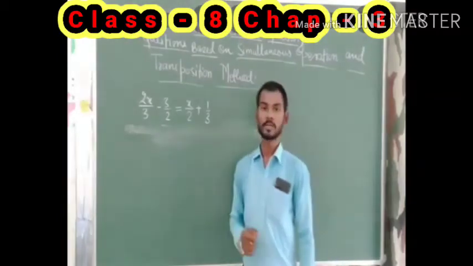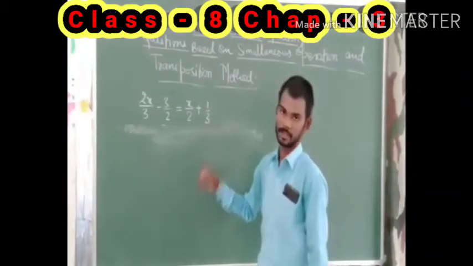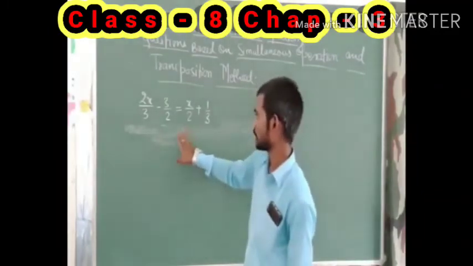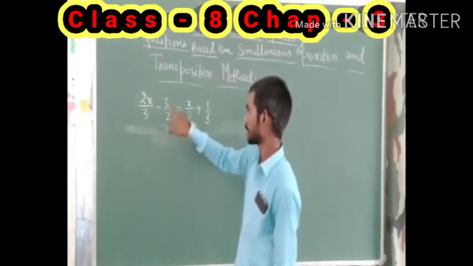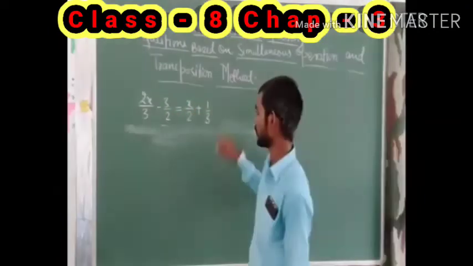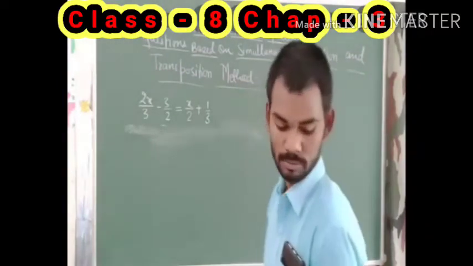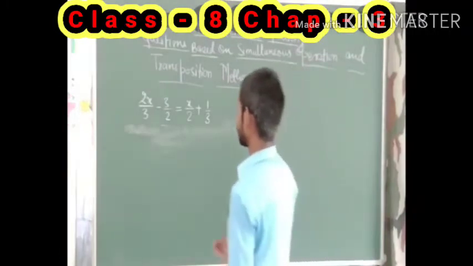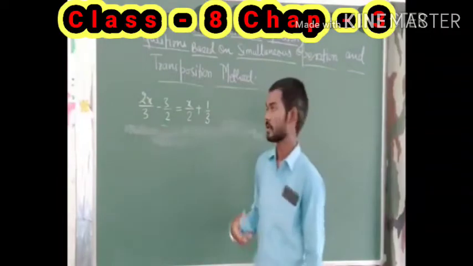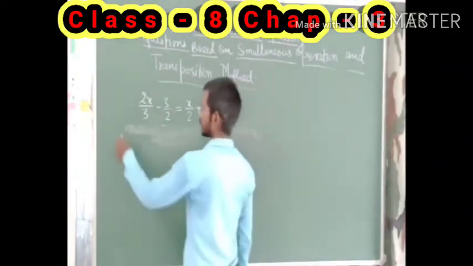Here we can see a question in which all the terms are in fraction. The given problem is 2x upon 3 minus 3 upon 2 is equal to x upon 2 plus 1 upon 3. I will show you how to solve this question by both methods. The first method was the simultaneous operation method, and the second, the alternate method, is the transposition method. So let's see its solution.